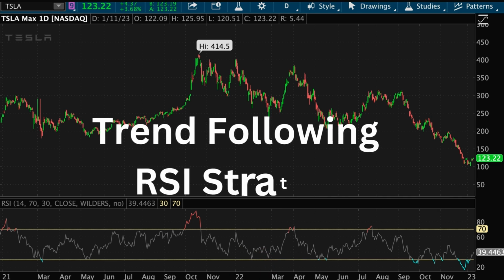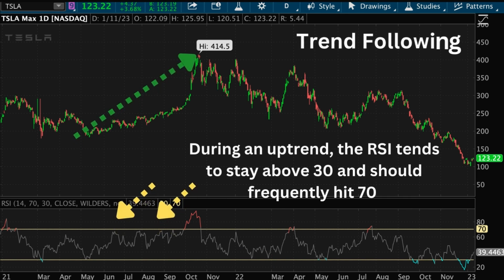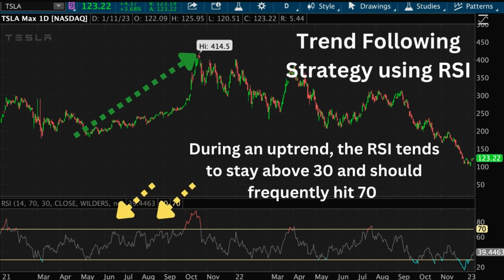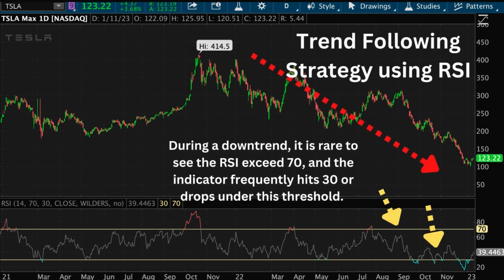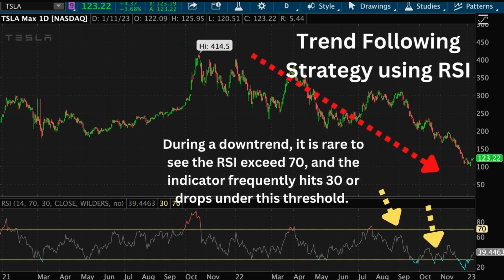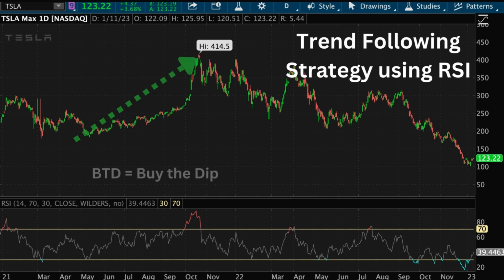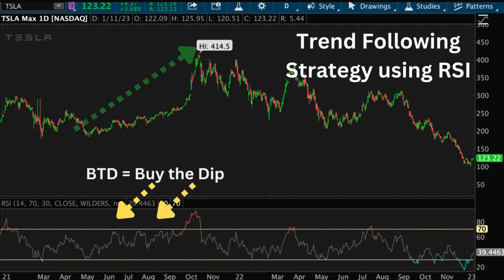Trend trading strategy using RSI. During an uptrend, the RSI tends to stay above 30 and should frequently hit 70. During a downtrend, it is rare to see the RSI exceed 70, and the indicator frequently hits 30 or drops under this threshold. These guidelines can help determine trend strength and spot potential trades such as buy the dip or sell the rally.